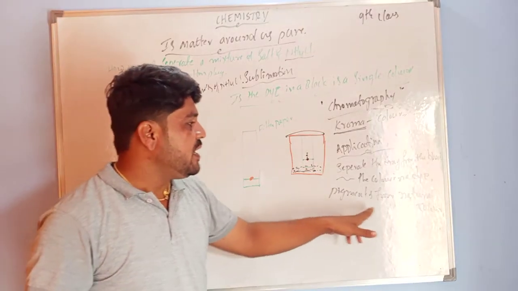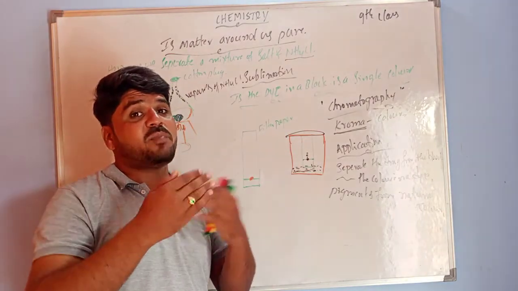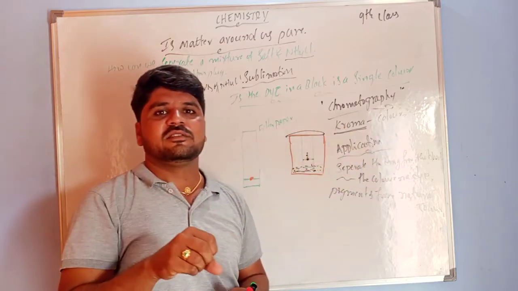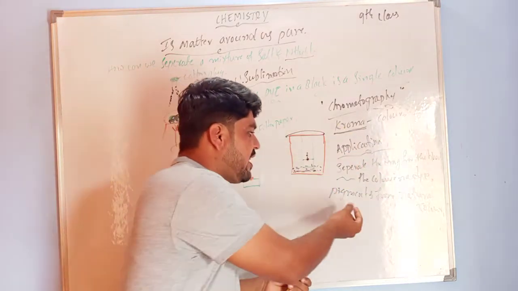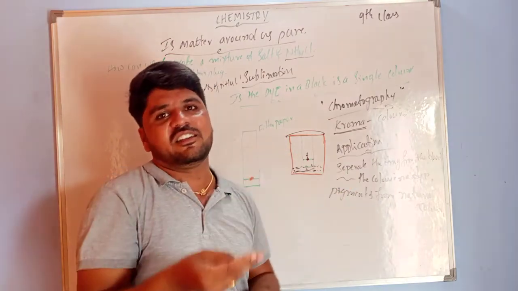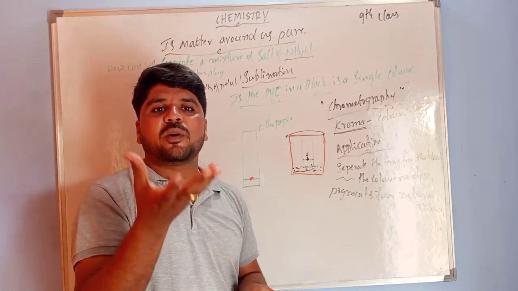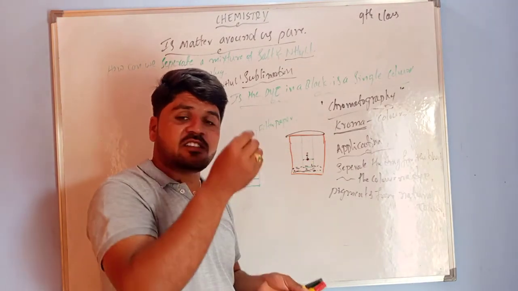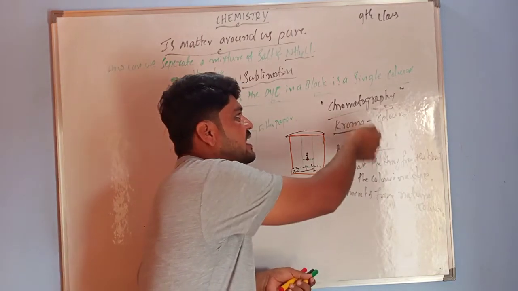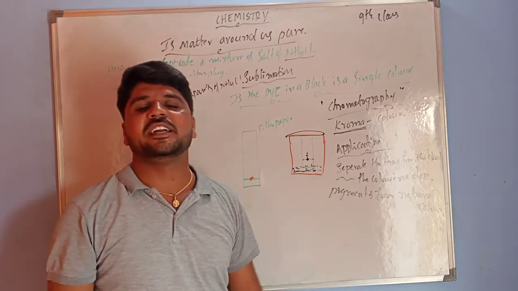And one more, pigments from natural colors. We have natural colors extracted from plants and minerals. For preparing kesari bath, we use colors, or for any sweet products we add some colors. That is what we call pigments. We separate or extract them using chromatography techniques.